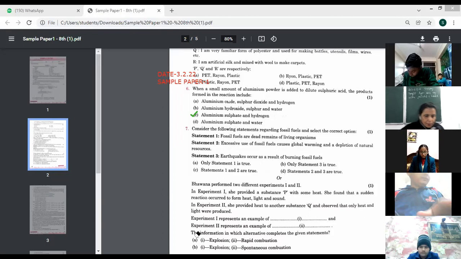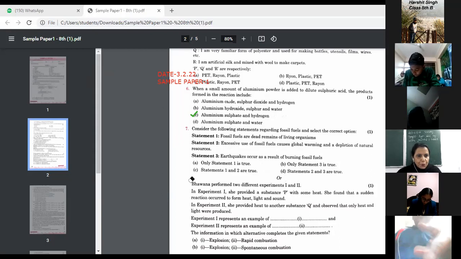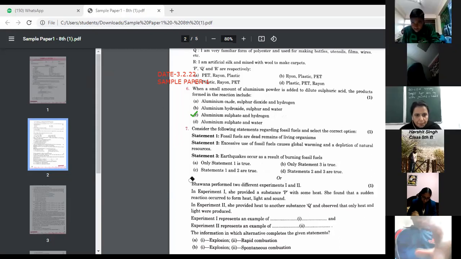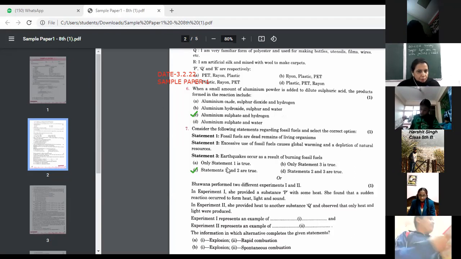Yes, Harshit Singh has raised hand and Sarthak Singh. Tell, Harshit Singh. Ma'am, option C, statements 1 and 2 are true. Okay. What do you say, Sarthak Singh? Ma'am, same answer, option C. Aryan Shinde, what do you say? Ma'am, option C. Okay, so option C is correct, statement 1 and statement 2 are correct. So kindly put a tick over here.